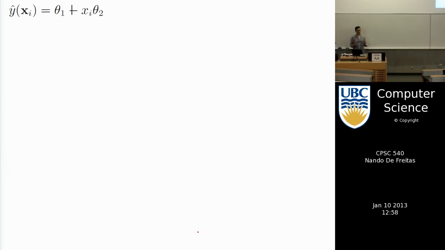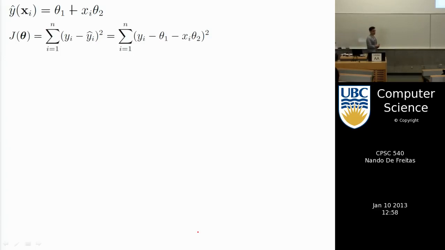Let's look now at an example in 2D. In 2D, a linear model is essentially a line. It has a slope, which in this case is theta 2. There is only one input, which is x, and only one output, which is y. The intercept of the line is theta 1. How do we find the best theta 1 and theta 2 given a set of data? We minimize an objective function.